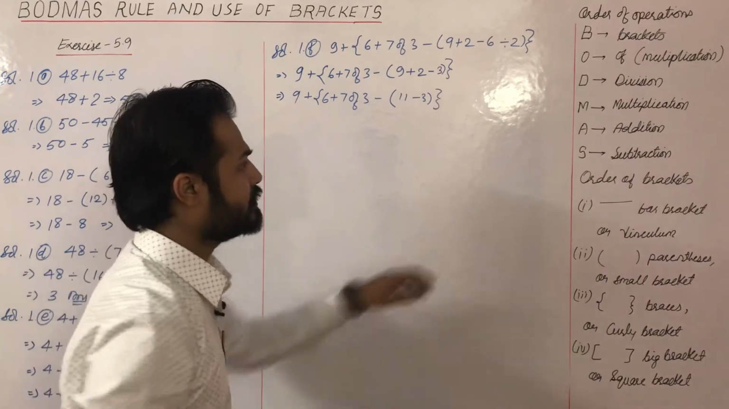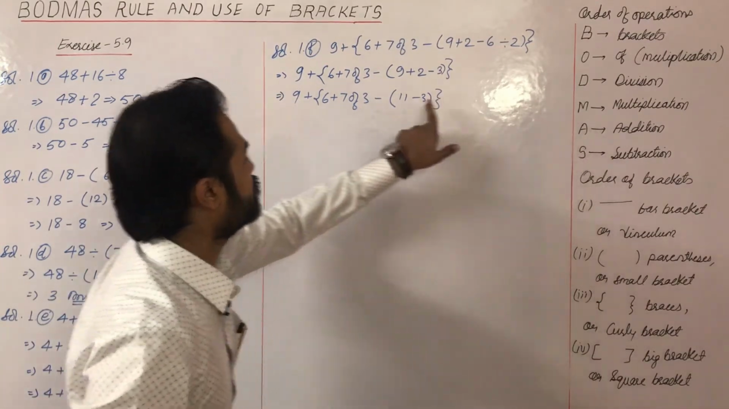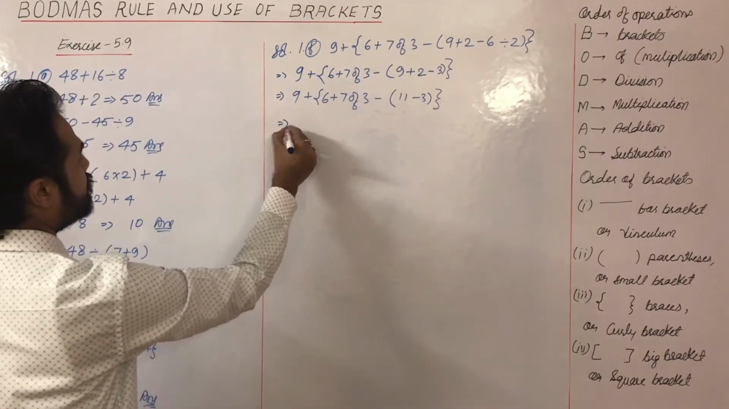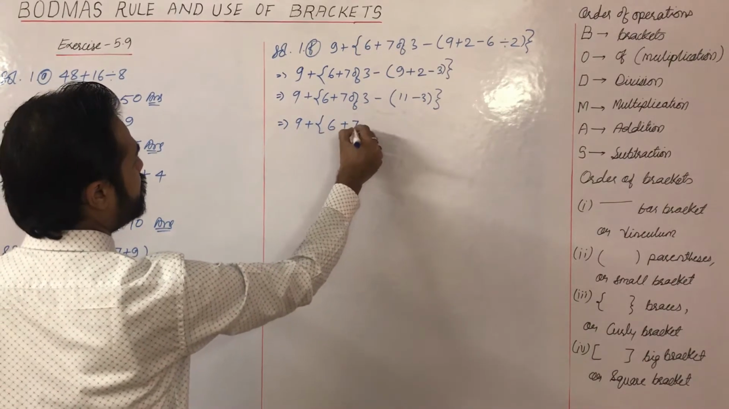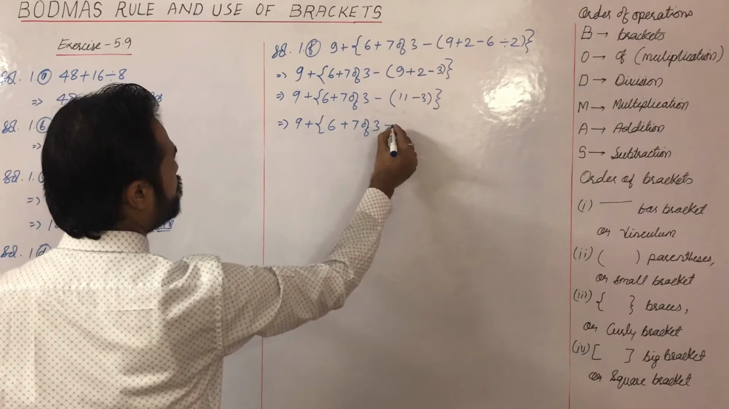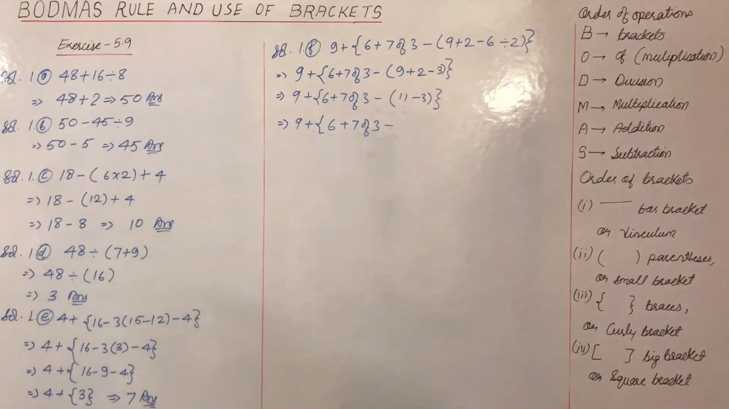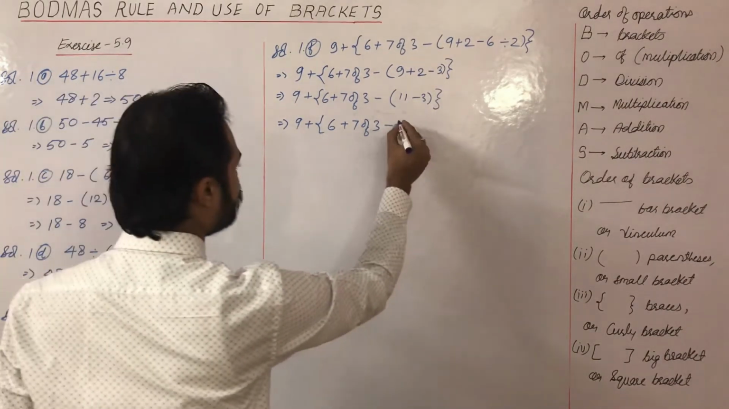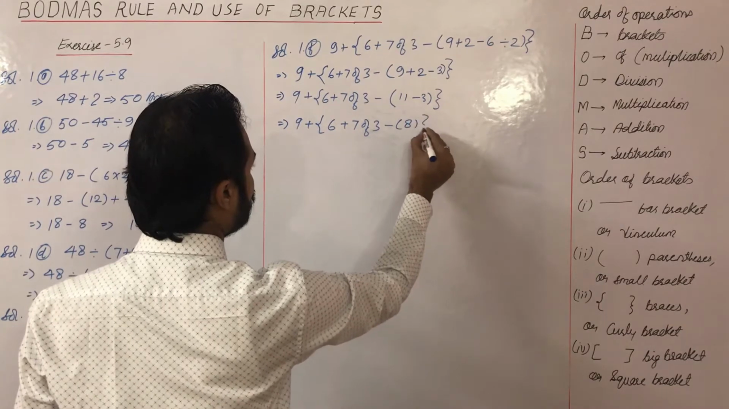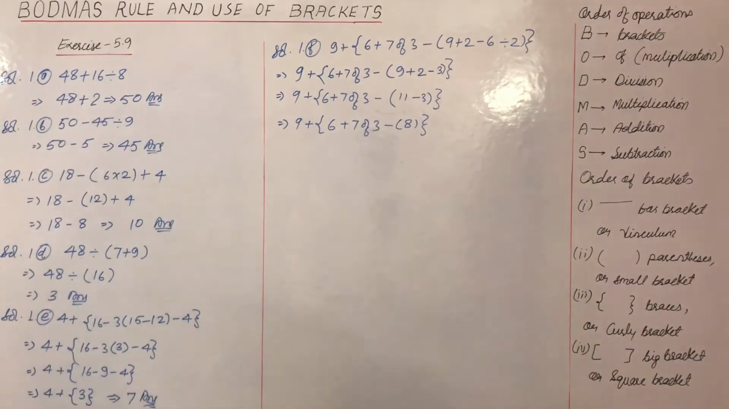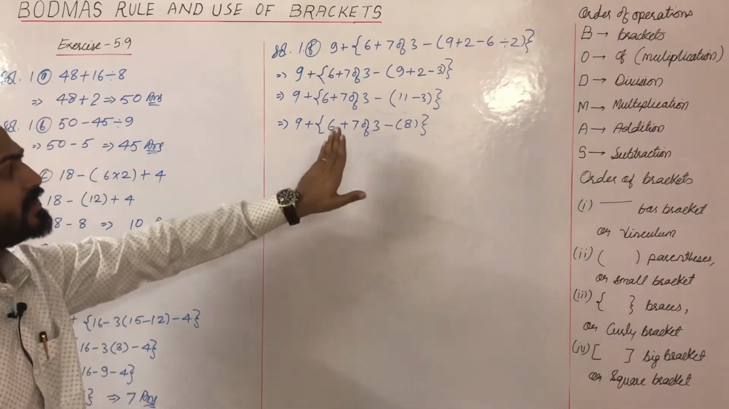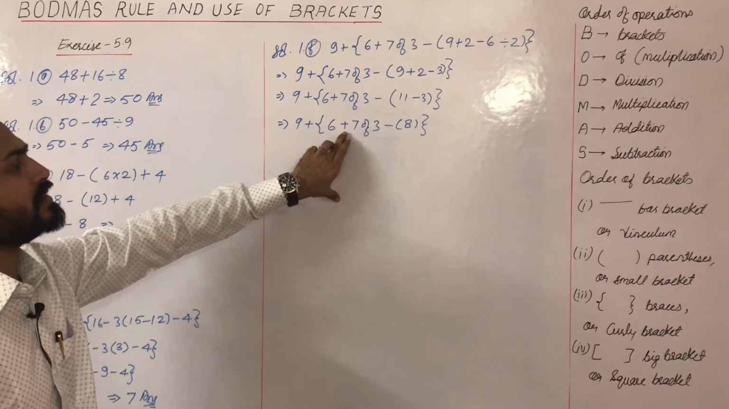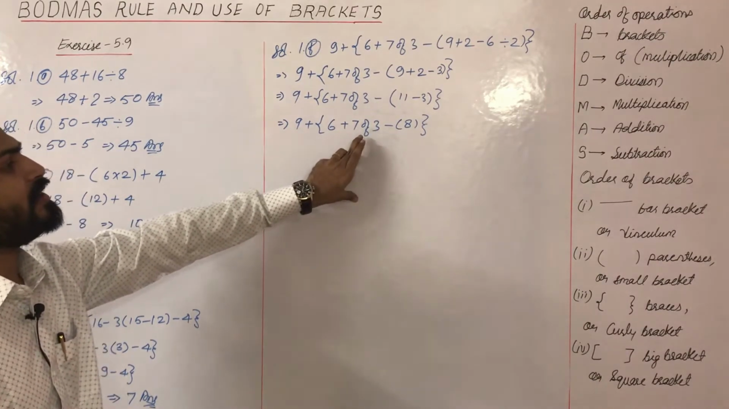Again, addition before subtraction, so addition first. Again 9 plus curly bracket 6 plus 7 of 3 minus 11 minus 3, so 11 minus 3 means 8, curly bracket closed. Now after the first bracket, again we have a curly bracket, and in this curly bracket we have plus, minus, and of.